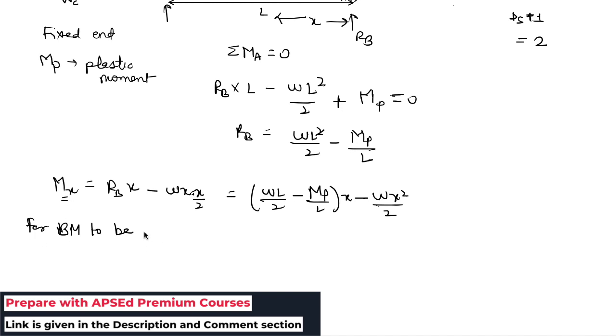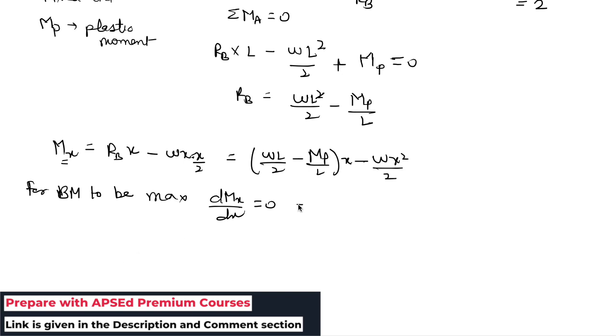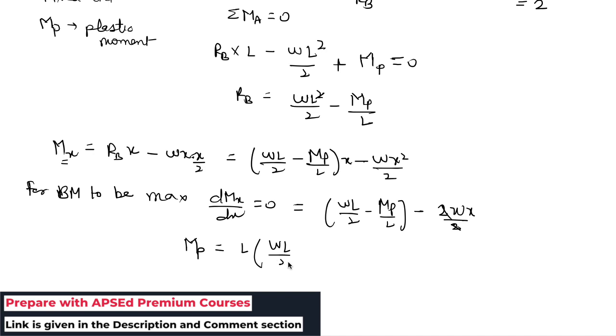So we can say for bending moment to be maximum, dMx by dx should be equal to 0. So if we apply this condition, we have WL by 2 minus MP by L minus 2Wx by 2, so Wx. So if we solve this, from here we obtain MP is equal to L times WL by 2 minus Wx. So that is the condition for maximum bending moment.